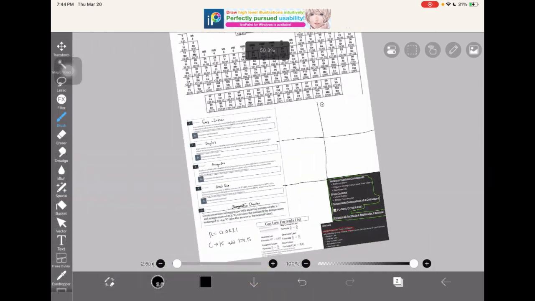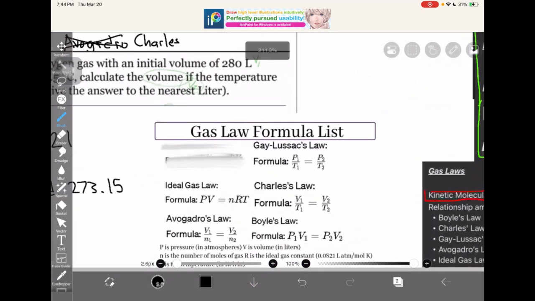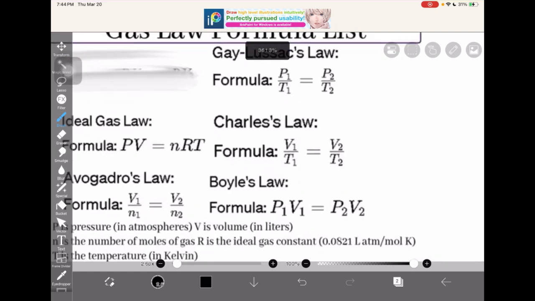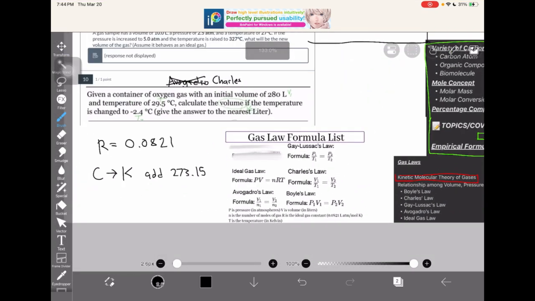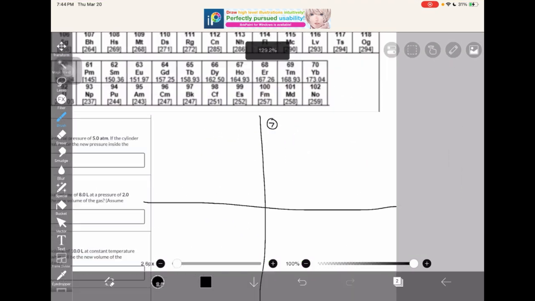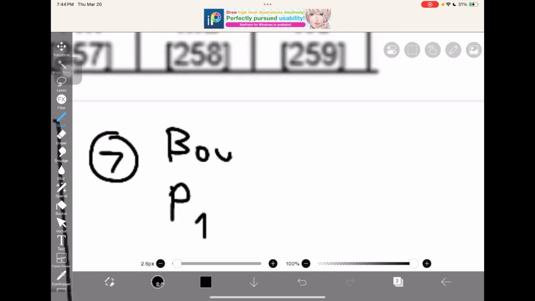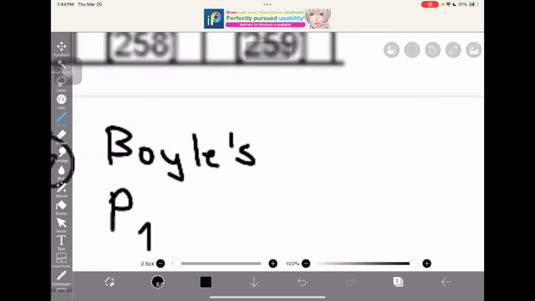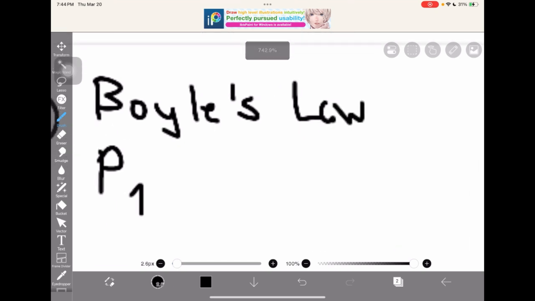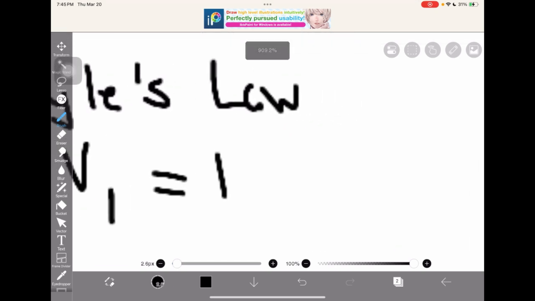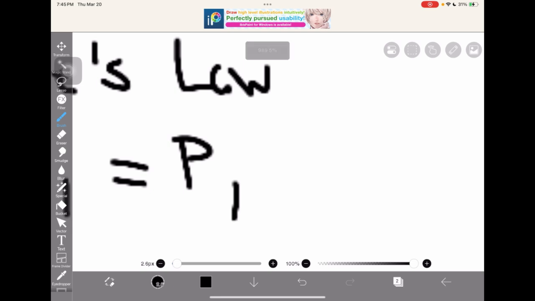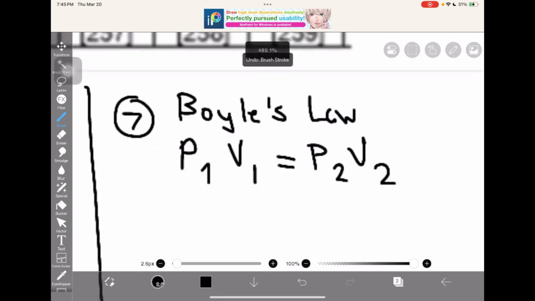So Boyle's law, by the way, you do not need to memorize these. These will be given, and I repeat, this will be given in the final exam. But let's just write it. So we got Boyle's law that states that P1V1 is equal to P2V2.